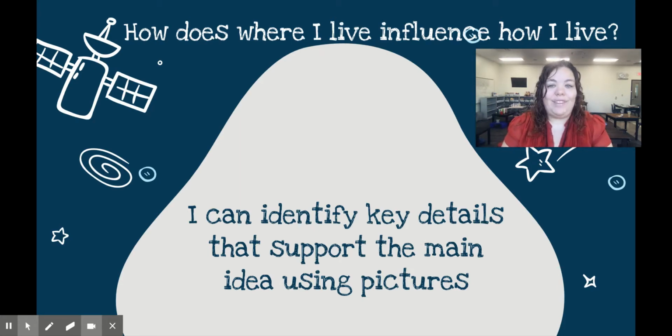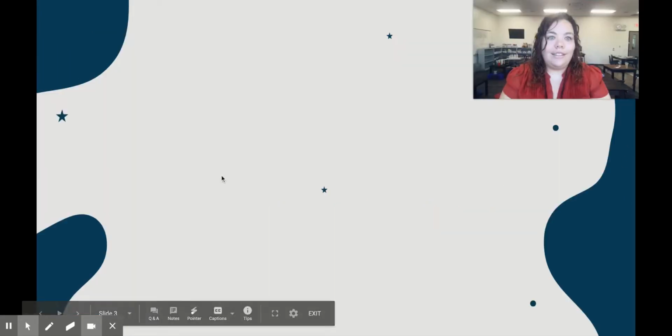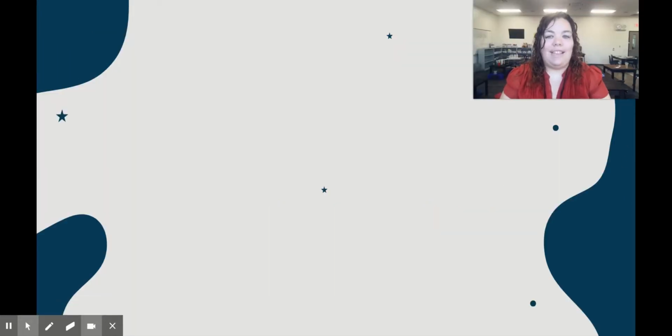But today, for our objective, we're going to focus on, I can identify key details that support the main idea using pictures. So we're going to look for key details that help prove our main idea, and we're going to use pictures to do it. So let's go over some vocabulary.